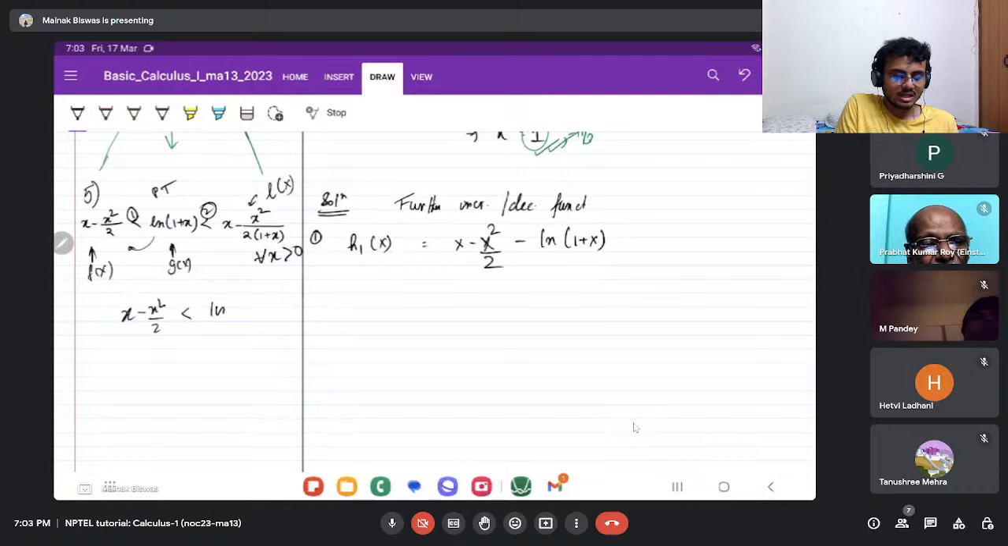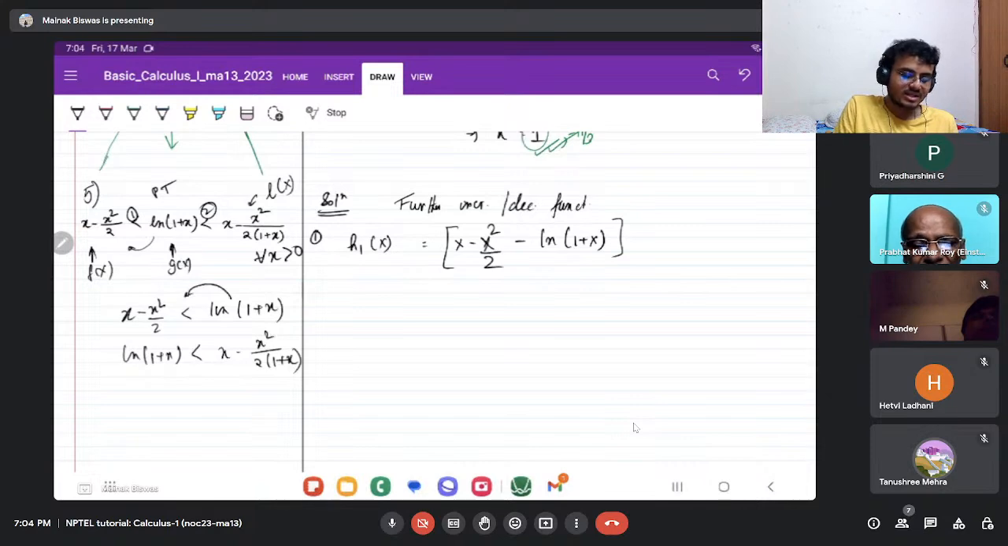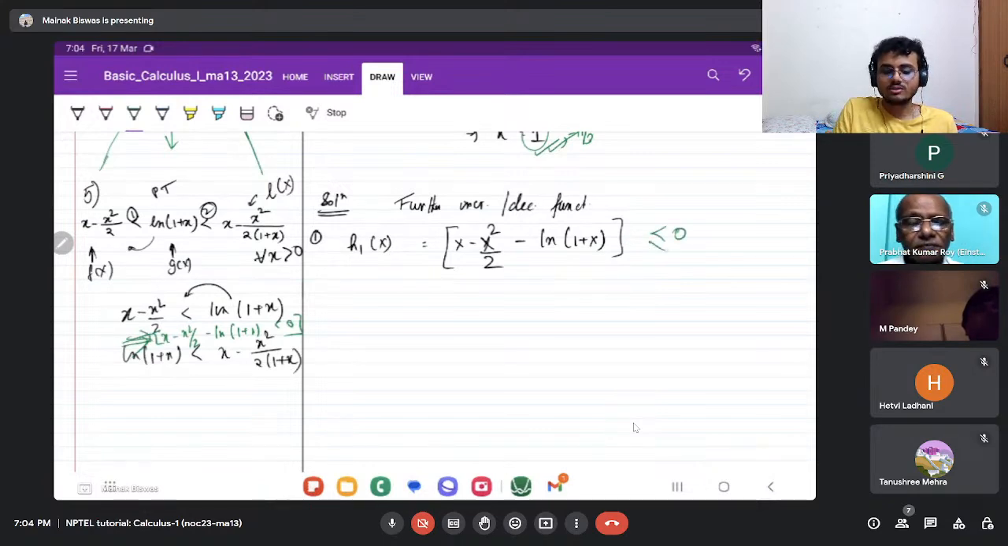Why am I doing this? I will explain. This is one inequality you need to prove, and the other inequality you need to prove is log of 1 plus x is less than x minus x squared by 2 into x, 1 plus x. Yes, sir. Okay, so I'm just taking this on the left hand side. If I take this on the left hand side and show that this is always less than 0, that is also equivalent. That's why I will try to show that this is less than 0 to prove it. Agreed?